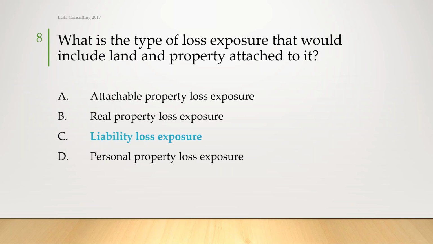What is a type of loss exposure that would include land and the property attached to it? Now, for property coverage, you cannot insure land. We can insure the building on the land for property coverage, but we don't insure the land because if the building burns down, yeah, it's going to cost money to rebuild the building, but the land is still there. So we don't insure land with property coverage, but we can insure the land for liability because someone could slip and fall on our land, okay, and maybe come after you because they get injured on your property.